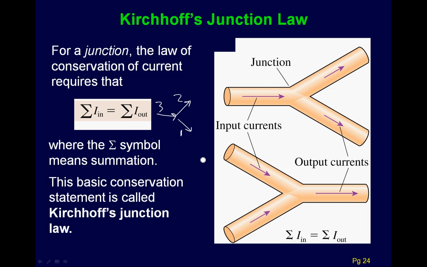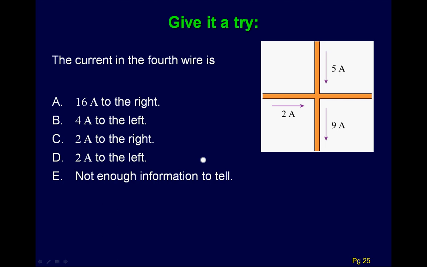So here's a problem with this. If this makes sense to you, then you're pretty much set with this. Here we've got 4 wires with 3 currents. What's the 4th current? So pause and give this a try. Okay, hopefully you got 2 amps to the left.